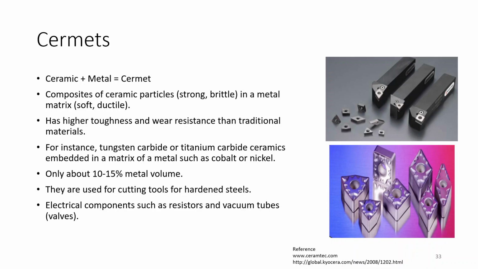Cermets, these are the composites made with ceramic and metal. In this case, the binding phase is metal, and the ceramics act as reinforcements. The composites consist of ceramic particles, which are strong and brittle, in a metal matrix, which is soft and ductile. It has very high toughness and wear resistance compared to traditional materials. For instance, tungsten carbide or titanium carbide ceramics are embedded in a matrix of a metal such as cobalt and nickel, and only about 10 to 15% metal volume will be in the cermet. They are also used for cutting tools for hardened steels, and electrical components such as resistors, vacuum tubes and valves are some of the applications.